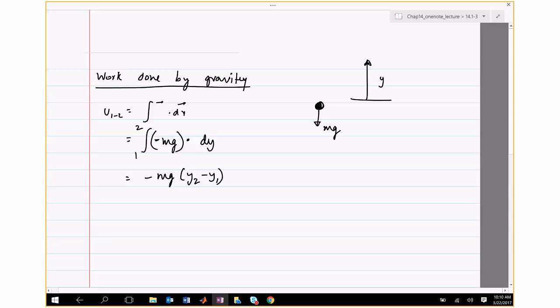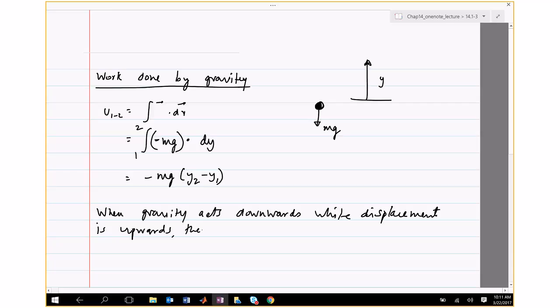Or in other words, if the particle has motion upwards, when the force of gravity acts downwards, then the work done is negative. So when gravity acts downwards while displacement is upwards, then U12 is negative. Okay, and vice versa, if the particle is falling in the same direction as the direction of gravity, the work done is going to be positive.